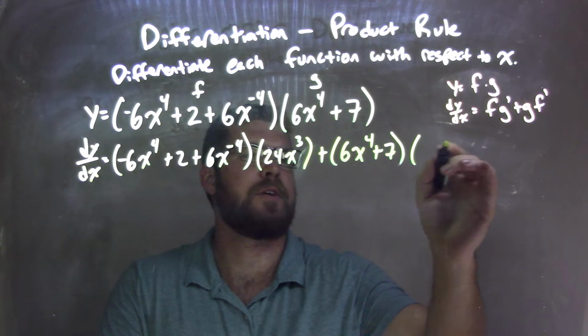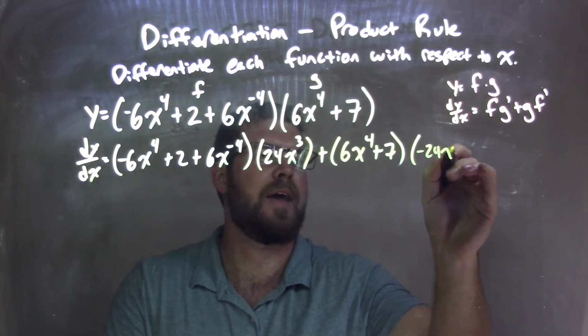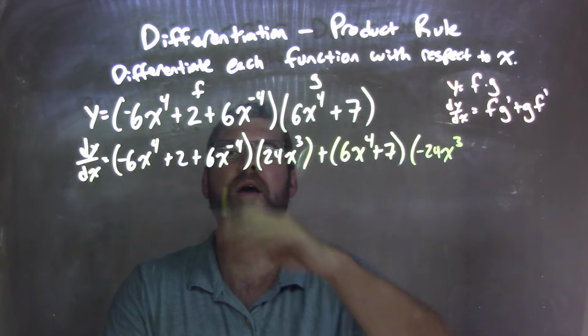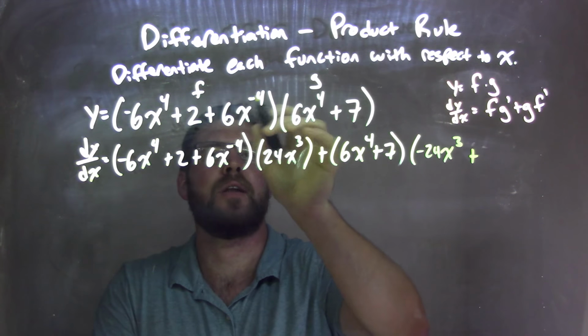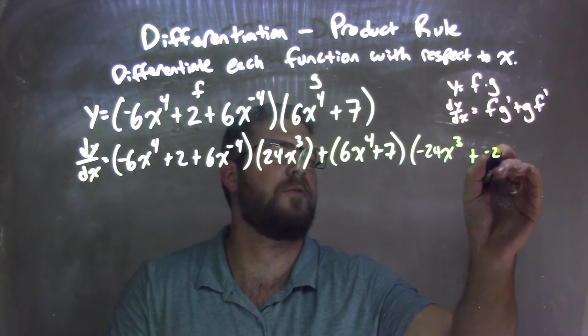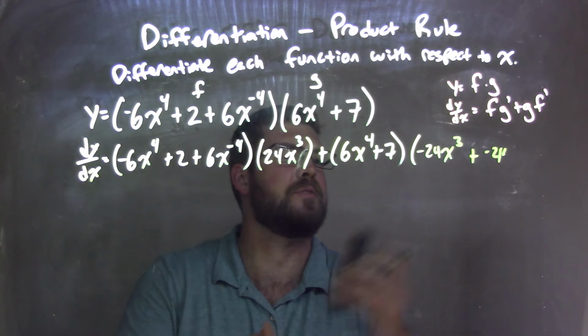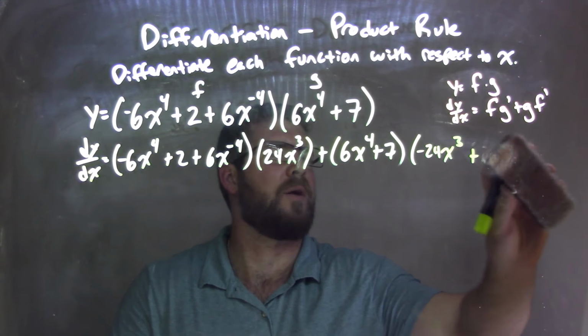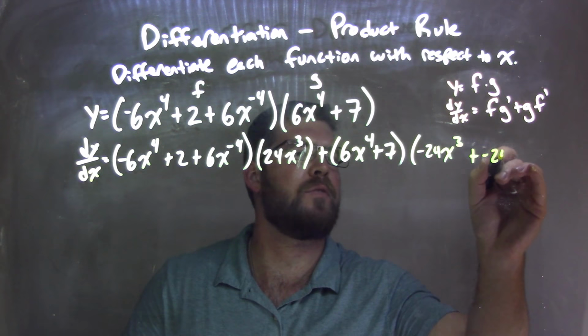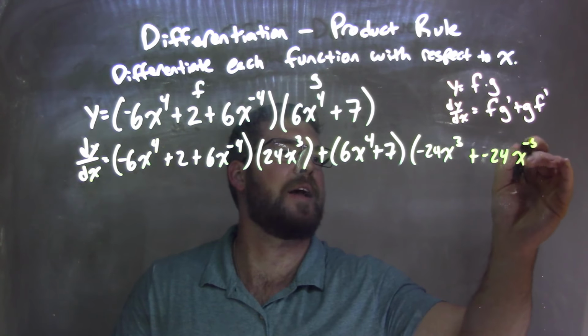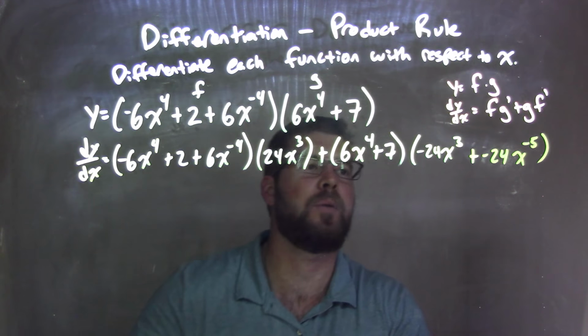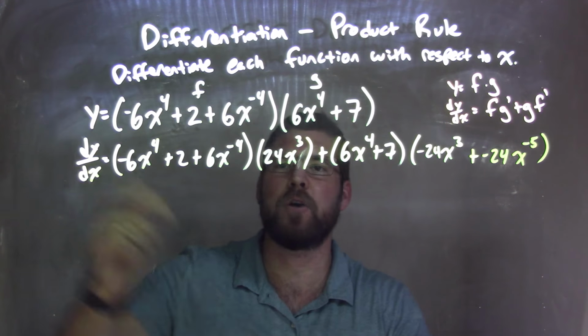Well, 4 comes down, 4 times negative 6 is negative 24, x to the third power, subtract the exponent by 1. Derivative of 2 is just 0, don't worry about that. Plus, derivative here, negative 4 times 6 is negative 24. Let's combine 2 and 4 there to be like what we're looking for. So we have a negative 24 here. And that's x to the, well, negative 5th power, right? Because we're subtracting the exponent by 1. So at this point now we have our derivative.